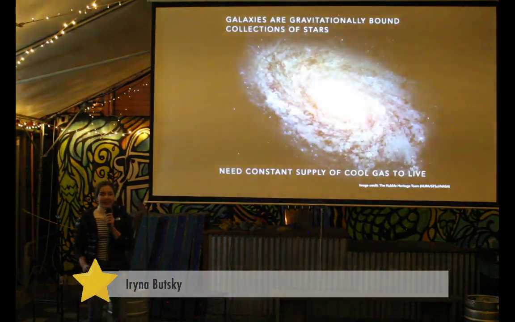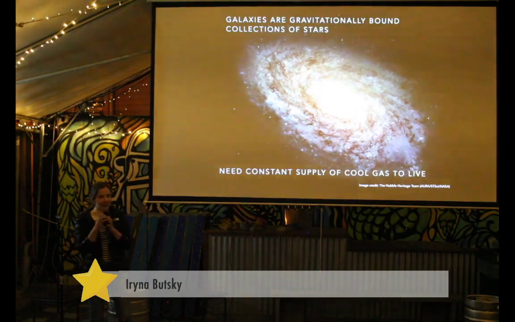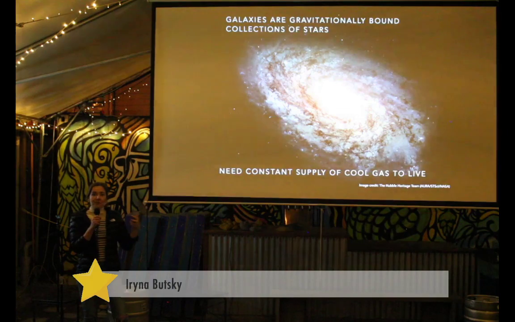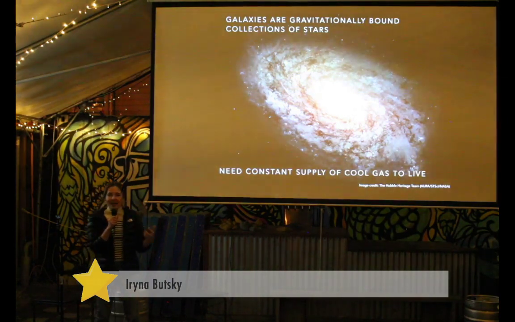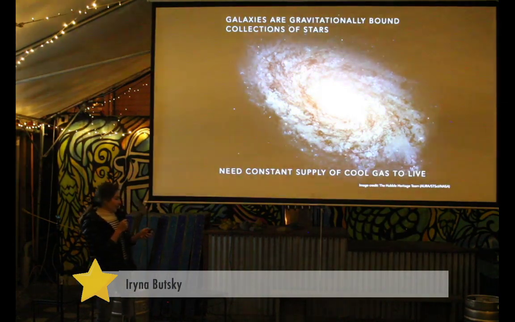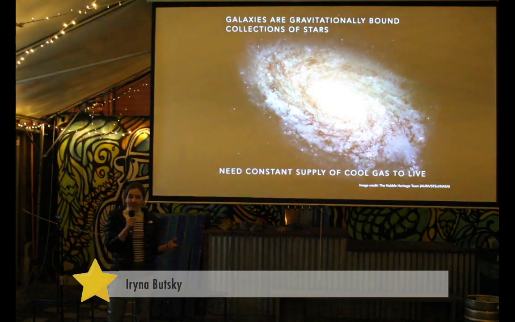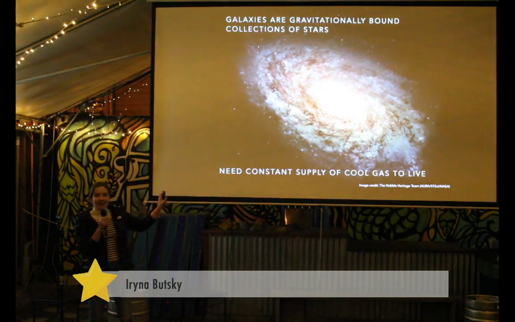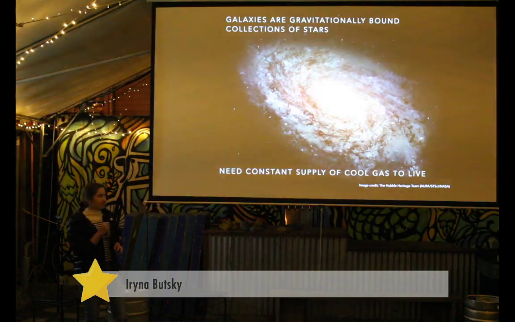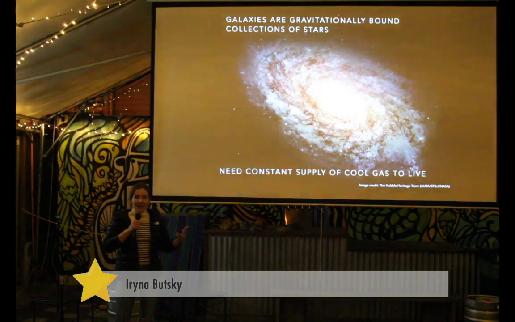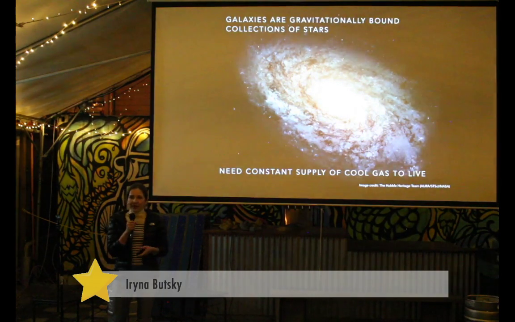So, this is a galaxy. Galaxies are gravitationally bound objects of billions of stars and lots of gas and dust. Here, this blue light is coming from massive, young, short-lived stars, and this is a good sign that the galaxy is alive and well. But in order to keep making these young, massive stars and stay alive, galaxies need a constant supply of cool gas.